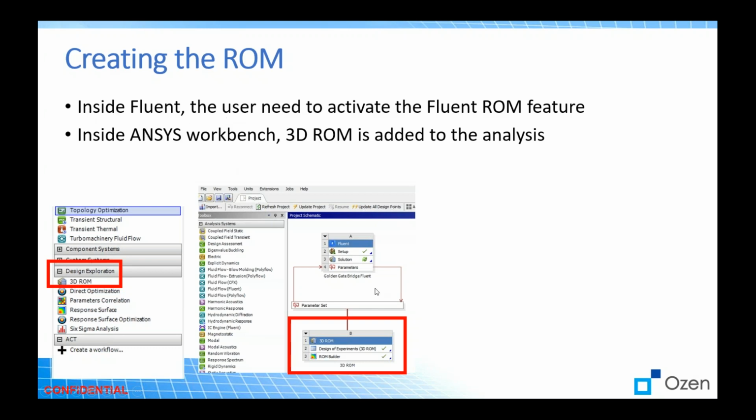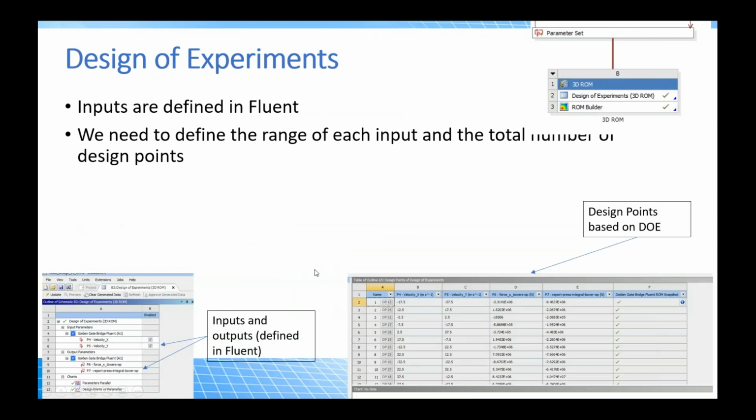First, in order to create the ROM in the simulation inside Fluent, the user needs to activate the Fluent ROM feature. Then you run the simulation, and when the simulation is done, inside ANSYS Workbench, simply drag and drop the 3D ROM block underneath the Fluent block, and then a diagram will pop up that looks like this. And you basically just prepare it and make sure all the green checks are checked.